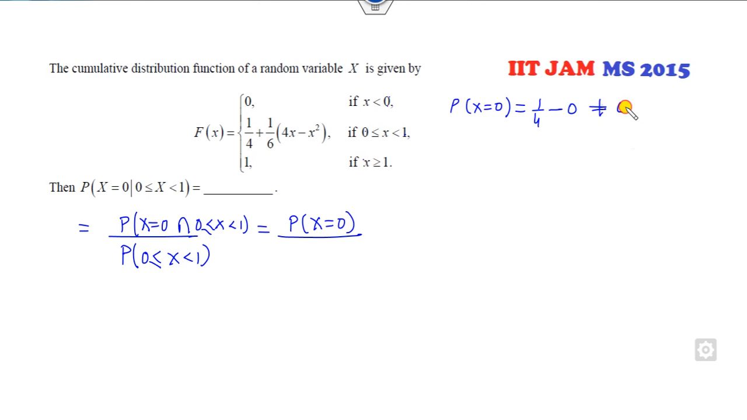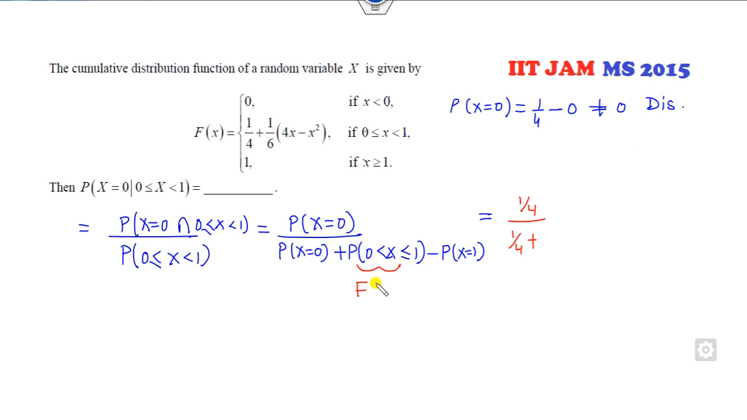It is non-zero. It means it is discrete. So how can you write that? I can write x is equal to 0 plus 0 less than x. I need equality, so I can subtract x is equal to 1 also. Now you can substitute the value. What is the x is equal to 0? 1 over 4 minus 0. What is the x of 0? It is 1 over 4.